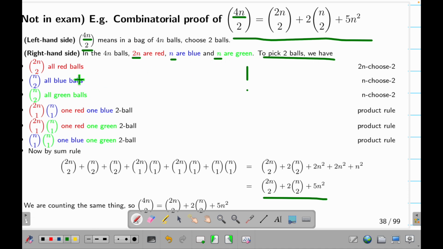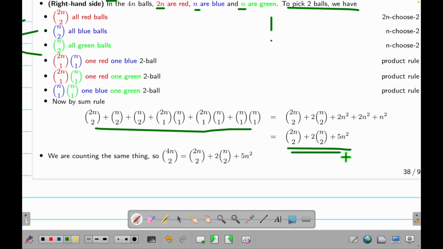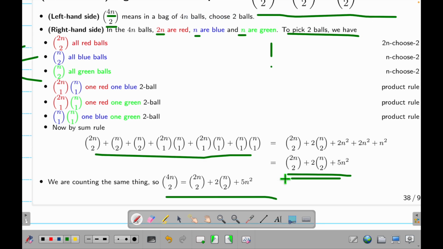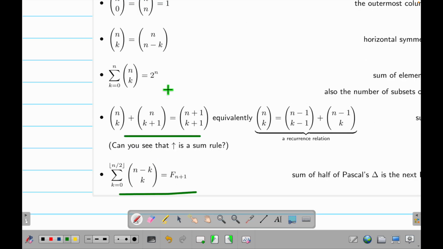you make up this argument, and then you say these are all the possible cases in which you can get 2 balls, and you sum all of them, and then you simplify a little bit. Yeah, this is exactly what you want. And since you are counting the same 4N balls, of course they have to be the same. Then you finish the proof. So this is called combinatorial proof. Don't worry, no exam. I just let you know this kind of thing exists. And this is how you prove this thing, this thing, this thing.